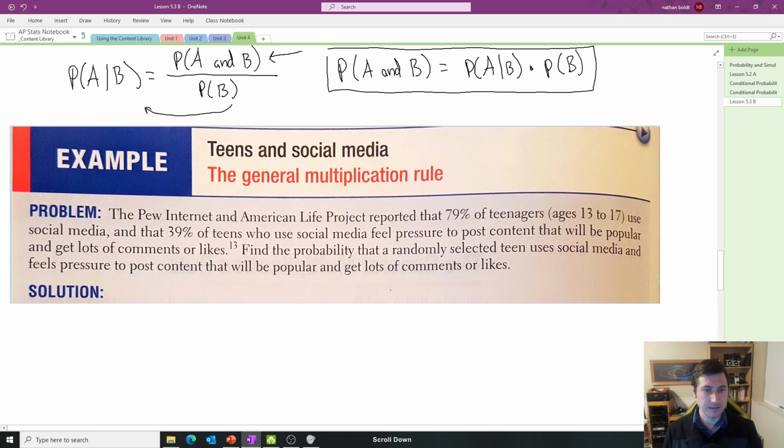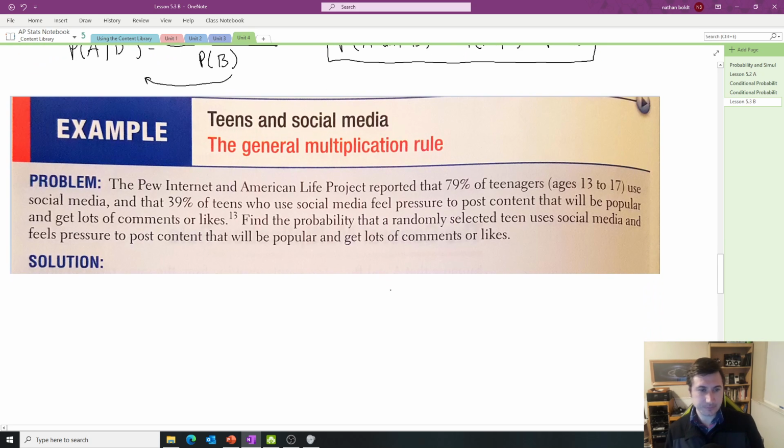All right, let's use this now. The Pew Internet and American Life Project reported that 79% of teenagers from 13 to 17 use social media, and that 39% of teens who use social media feel pressure to post content that will be popular and get lots of comments or likes. Find the probability that a randomly selected teen uses social media and feels pressure to post content that will be popular and get lots of comments or likes.